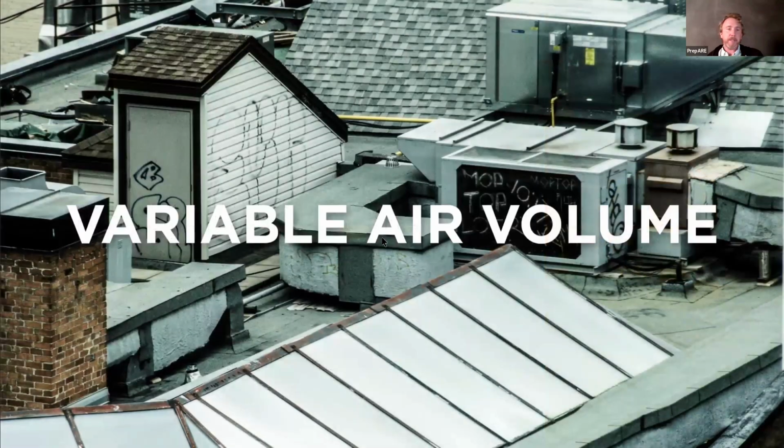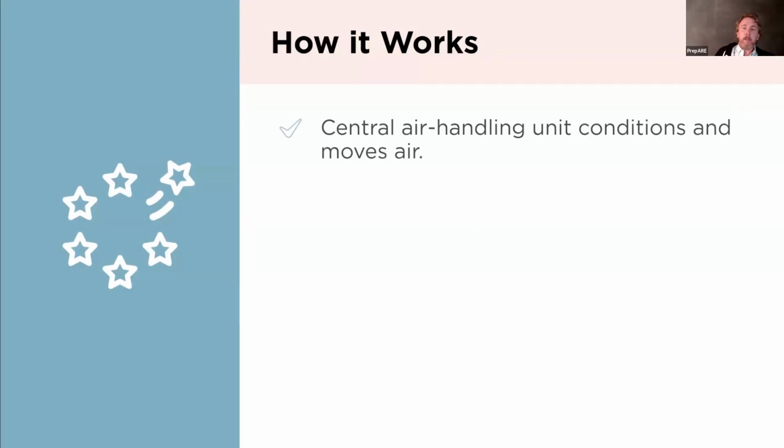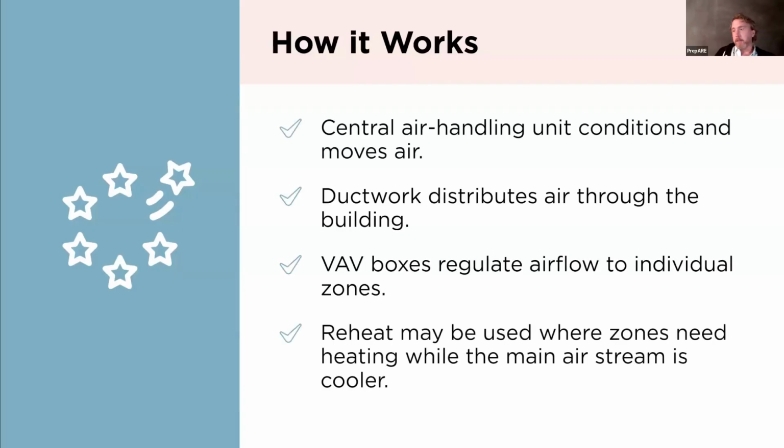So we're looking at VAV systems. This is the diagram about the VAV system. It pulls in outside air, goes through the cooling coil, supplies it with a fan, and sends it out to these VAV boxes. The thermostat controls those boxes, and it just lets a certain amount of heated or cooled air through. The notes on how it works, we already talked about these.